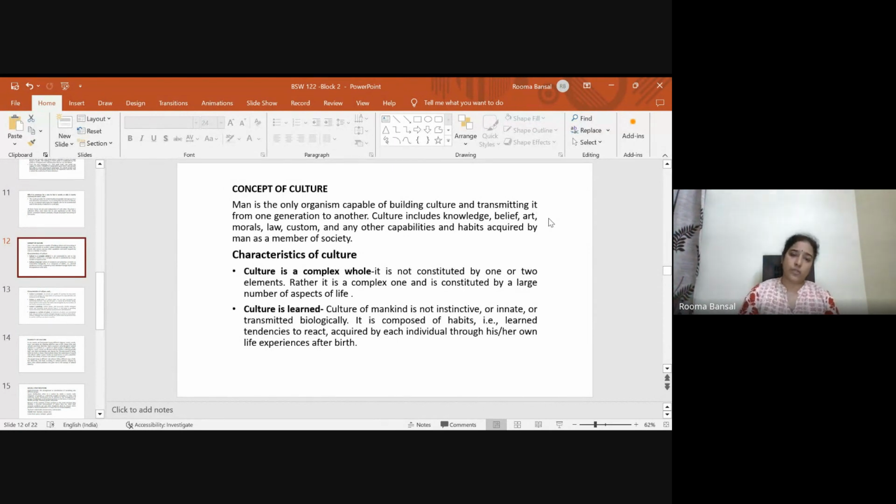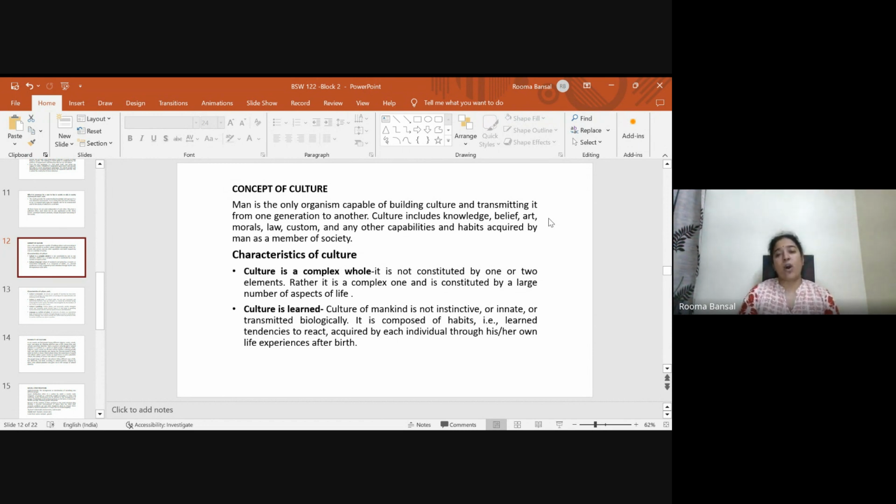Few characteristics of culture are there. Some of them are: culture is a complex whole. It means it is not constituted by one or two elements. Rather, it is a complex one and is constituted by a large number of aspects of life. It means we have different kinds of values, different kinds of beliefs, customs, rituals, laws. They all together are called a culture. It is a very complex concept. It's not that easy.